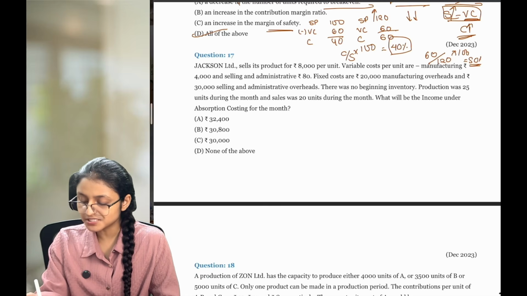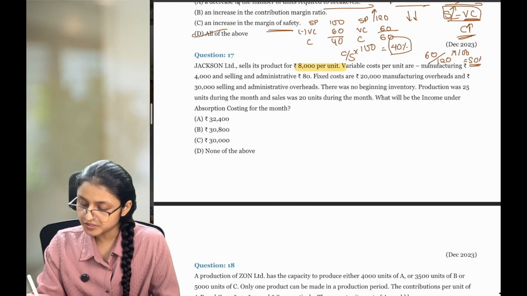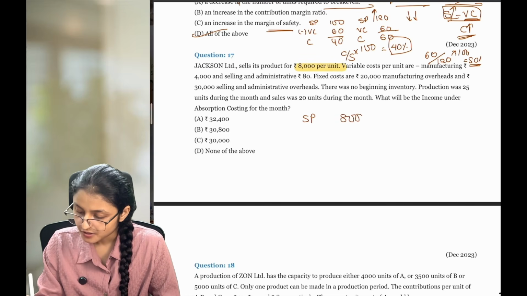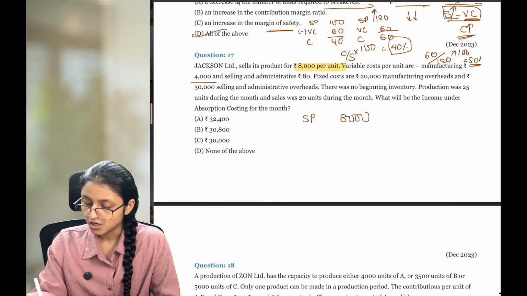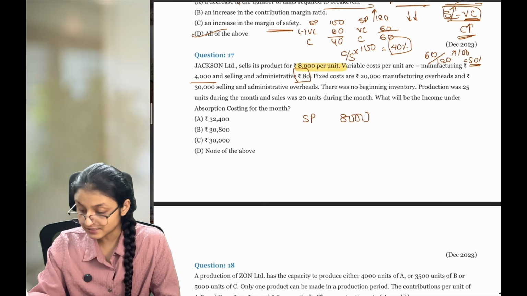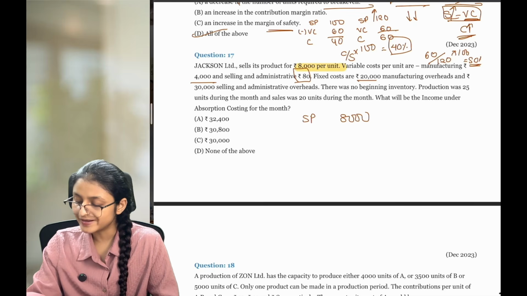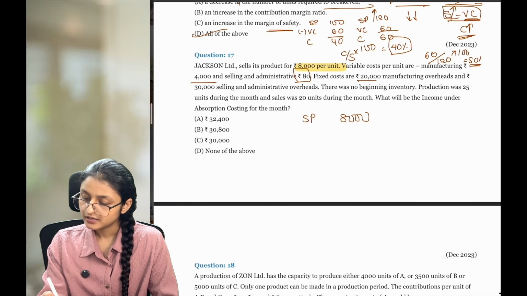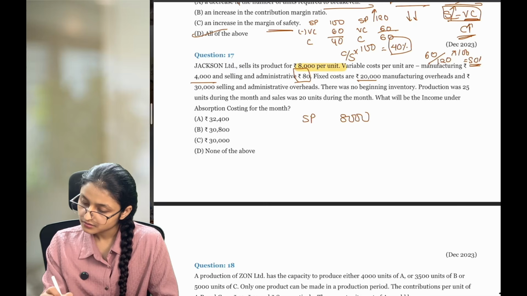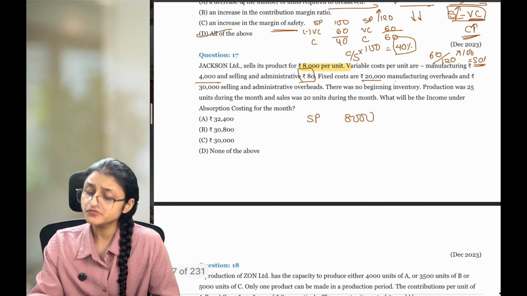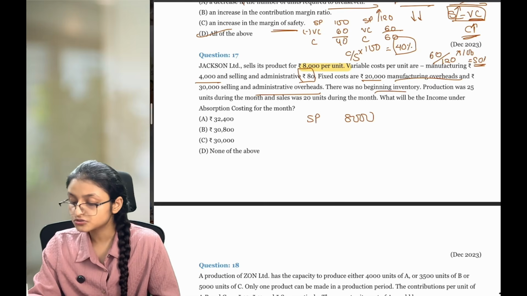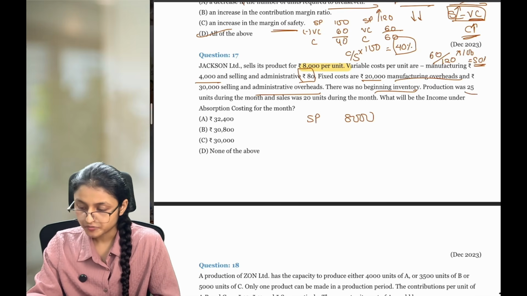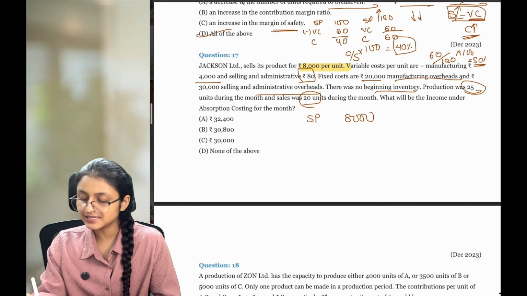Jackson Limited sells its product at 8,000 rupees per unit, which is our selling price. Variable cost per unit for manufacturing is 4,000. For selling and advertisement it is 80. Then fixed cost is 20,000 for manufacturing overhead and 30,000 for selling and admin overhead. There was no beginning inventory as such. Production was 25 during the month and sales is 20 units.